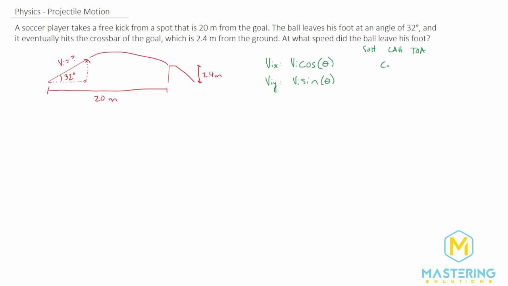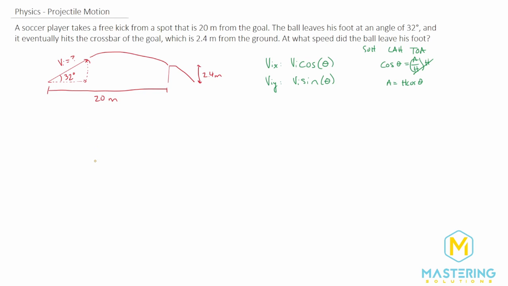So cosine of the angle is equal to adjacent over hypotenuse, and then we multiplied both sides by hypotenuse, so adjacent is equal to h cosine of the angle theta. So this is the math that we did right here, and it's the same math for sine, only we have opposite over hypotenuse. So these are the two components of our x and y for the initial velocity.